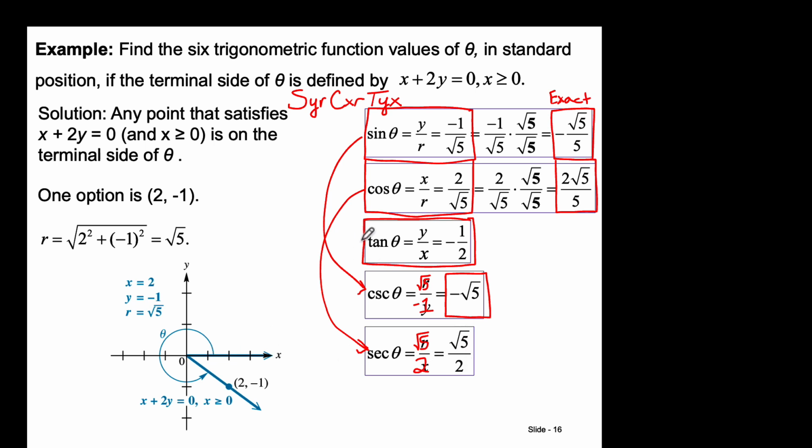Last one, I go with the reciprocal of tangent, which is cotangent of theta. So instead of -1/2, the reciprocal of that is -2. Or you could take it from here. It's x over y. X is 2, y is -1, and that simplifies to -2. All right, these are the exact values that you would type into the program, okay?